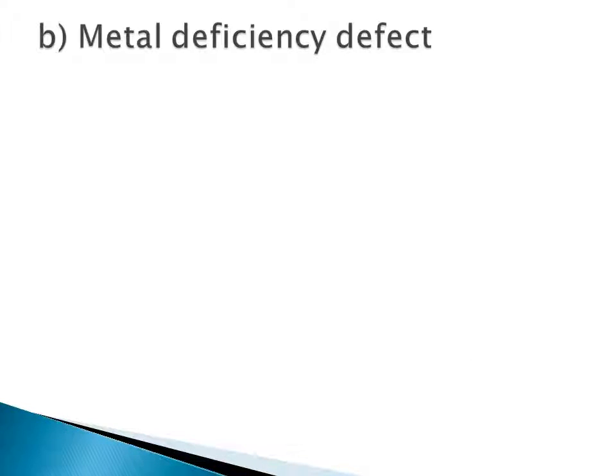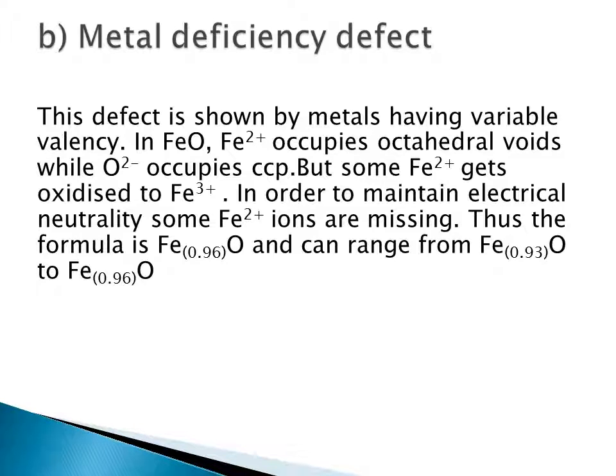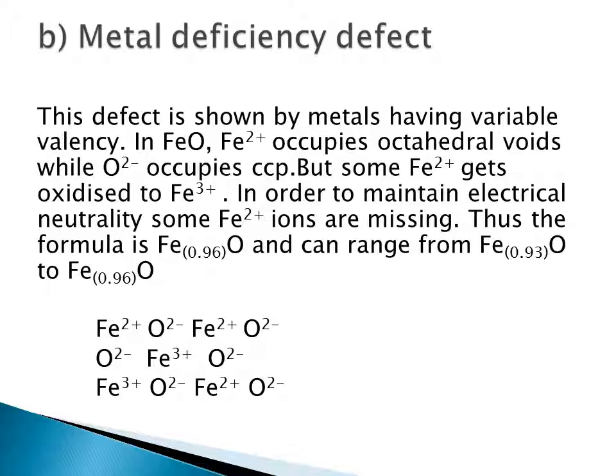Another non-stoichiometric defect is the metal deficiency defect. Compounds having metals with variable valency show this defect. Example, in ferrous oxide, some Fe2+ is oxidized to Fe3+ ions. In order to maintain electrical neutrality, some Fe2+ are missing. Thus, ferrous oxide can have different amounts of Fe2+ ions.